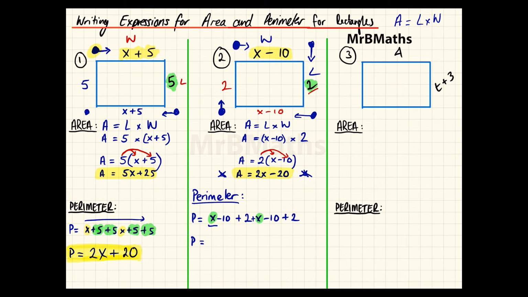Right, so let me just look at that expression again. So I've got X and then another X here. So in total, I have 2X. And then looking at all of the numbers, I've got minus 10 plus 2 and then a minus 10 plus 2. So I can do this step by step. I can do this as a pair and this is a pair. So I can do minus 10 plus 2, which is minus 8. Again, I've got minus 10 plus 2 is minus 8.